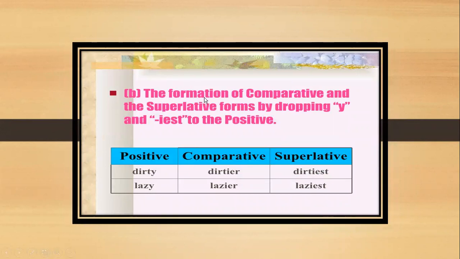Now let's first read it. The formation of the comparative and the superlative forms by dropping y and adding iest. So if at the end of the word it is y, we will remove y and we will add what? IER in the comparative and IEST in the superlative. Okay, I hope you all are clear with it.